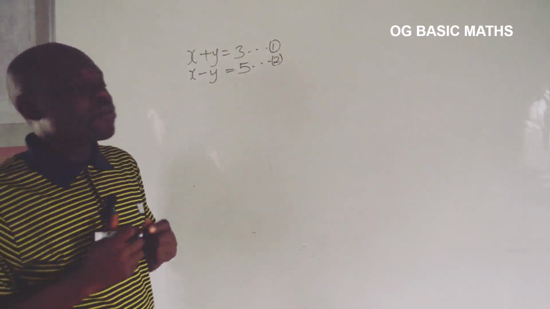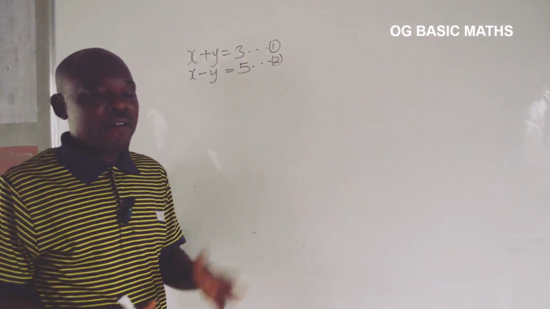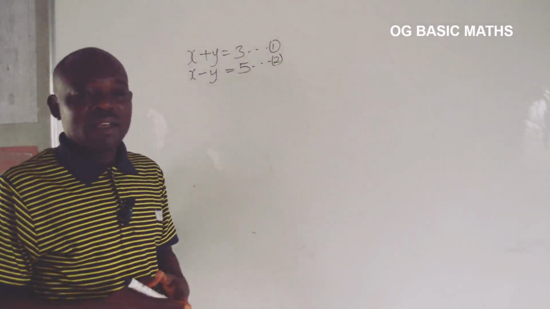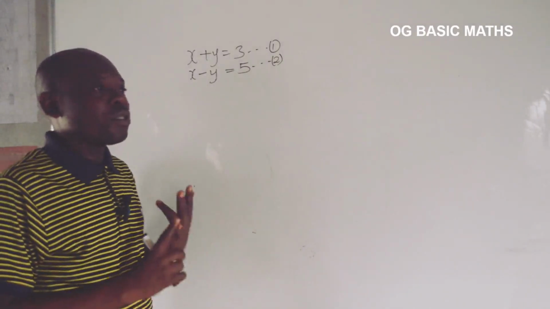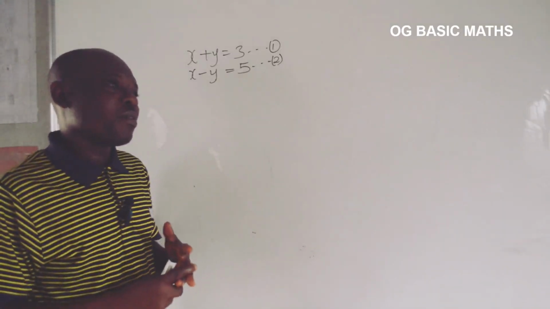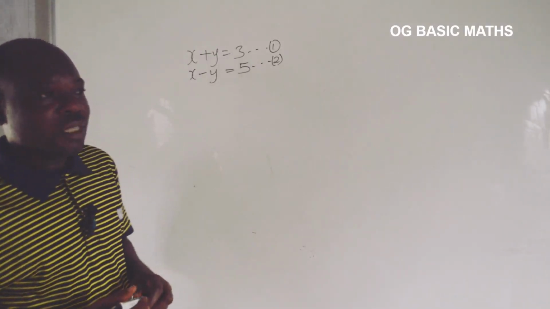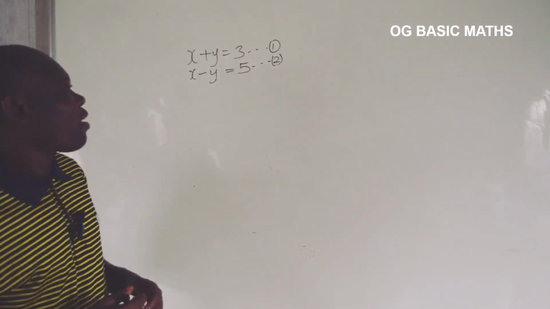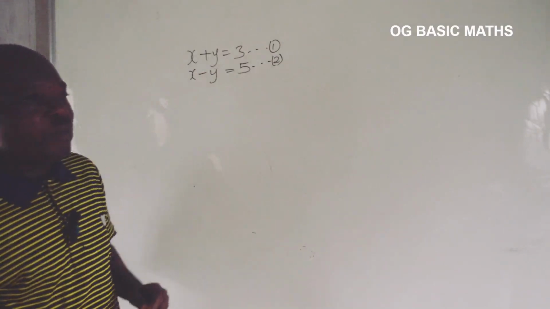To get this result, we are going to use what is called the substitution method. We have three methods we can use to simplify, or four actually: the substitution method, the elimination method, and the graphical method. So these are three major ways we can simplify simultaneous equations. And to get this result, we're going to use the substitution method.